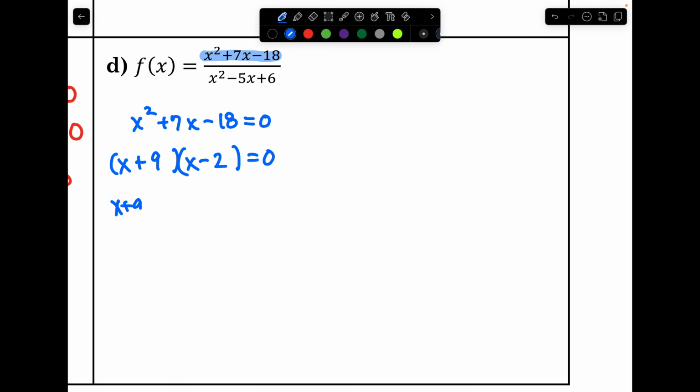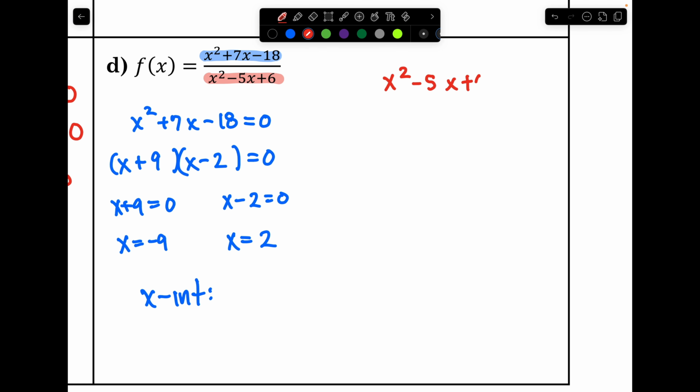So that means that x plus 9 equals 0 means that x will end up equaling negative 9. And x minus 2 equals 0 has a solution of positive 2. So now let's see again if any of those two numbers get omitted from the domain. So now we get our denominator, x squared minus 5x plus 6, set that equal to 0.